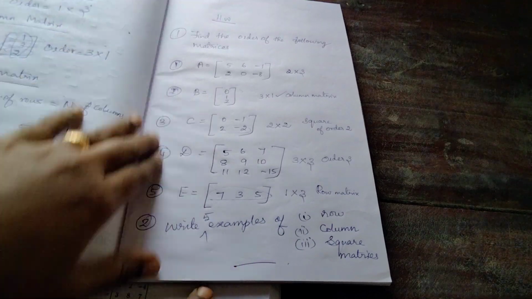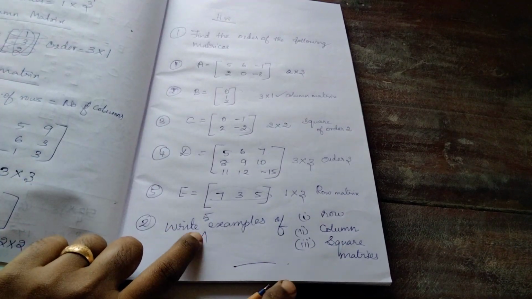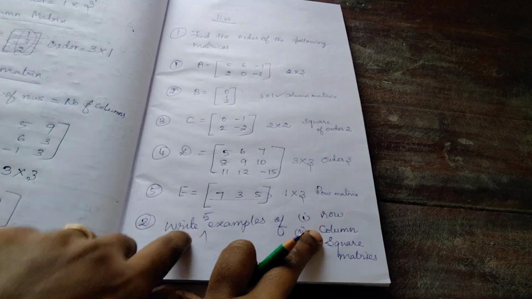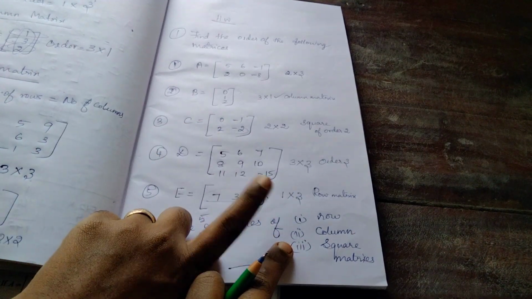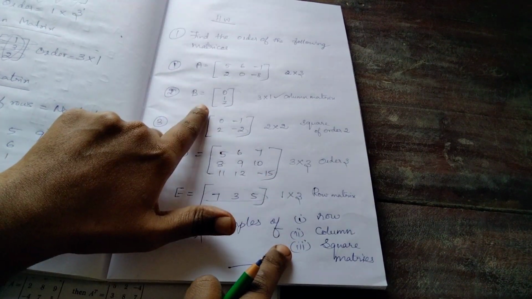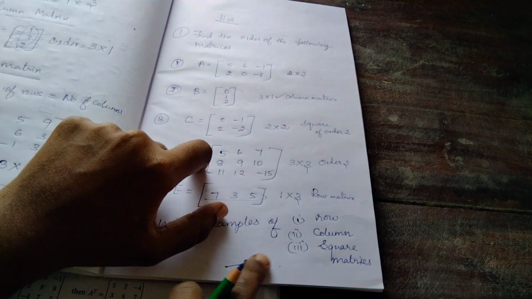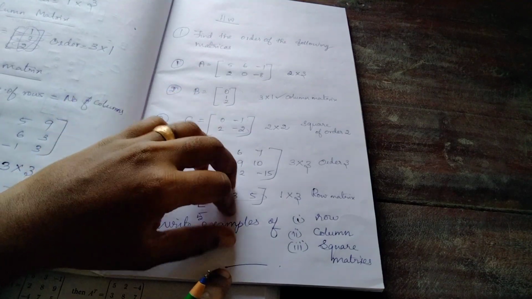Okay, that's all. Check your answers. And the second question, write 5 examples of row, column and square matrices. I think you completed this. Row means like this you need to write, a row matrix here. Column means the first, second one, no? Like this. And square matrix means like the third and fourth problem. You have to write 5 examples. Got it, students? Shall we move to the next type of matrices?